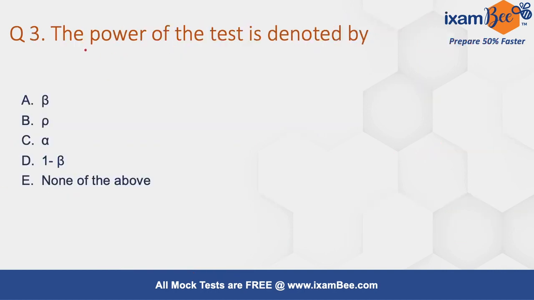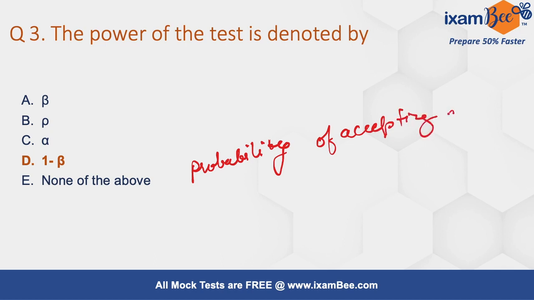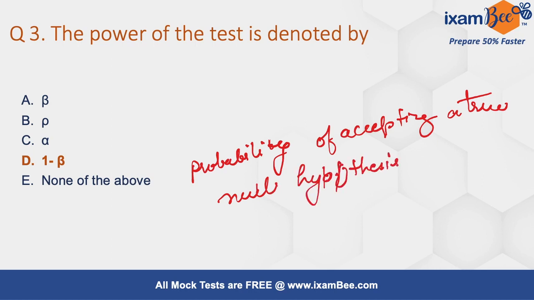Question number 3. The power of the test is denoted by? So what is the power of a test? Power of a test is the probability of accepting a true null hypothesis. So if you are accepting a true null hypothesis, it is known as the power of the test.